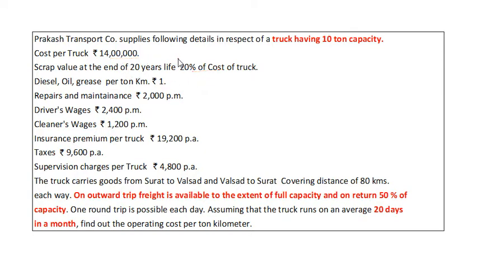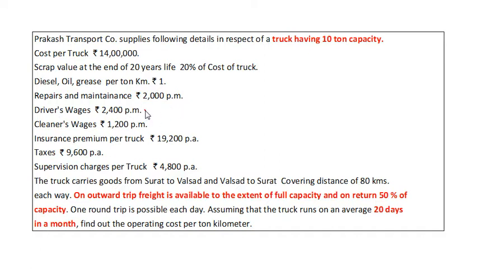So 14 lakh minus 2,80,000 divided by 20 years will give us annual depreciation, and then annual depreciation will be converted into monthly depreciation by dividing by 12. Then we are given diesel oil grease per ton kilometer rupee 1. Here it is a variable cost for running a truck. Repair and maintenance rupees 2000 per month. Dear students, here repairs and maintenance is given per month. It is time based, so it will be considered as a fixed charge.